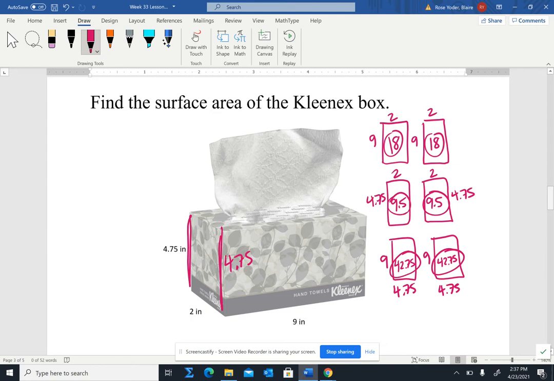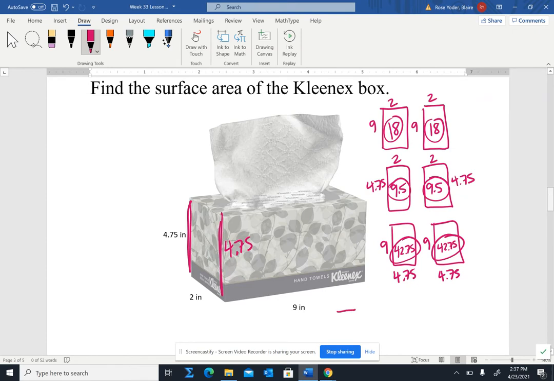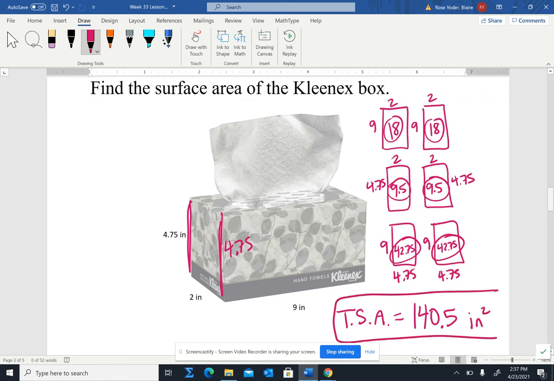And then all that I do for the total surface area is I just add those all up, all 6 faces. So I'm going to abbreviate this total surface area, TSA. And I'm going to go 18 and 18, 9.5 and 9.5, and 42.75 and 42.75 for a grand total of 140.5. And then I could put units on this. These were all in inches, so it's square inches because I'm still finding areas. So that is how you find a total surface area.